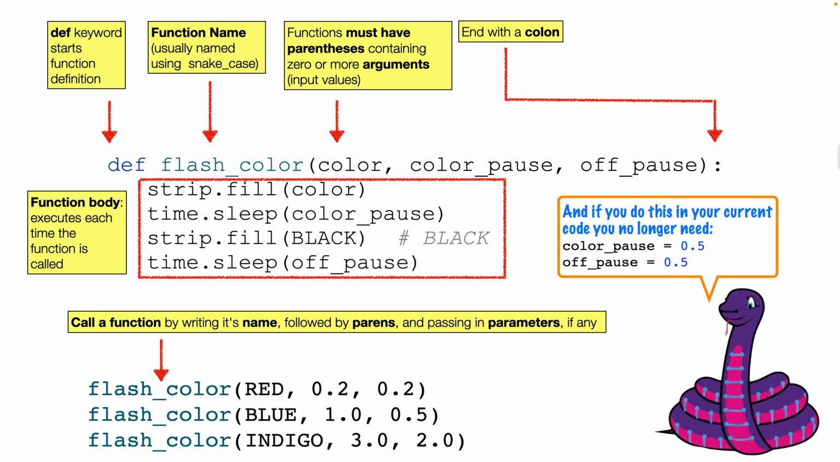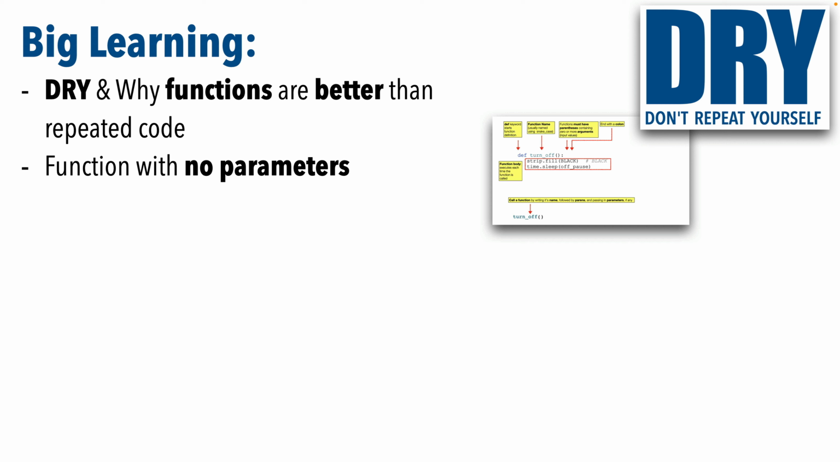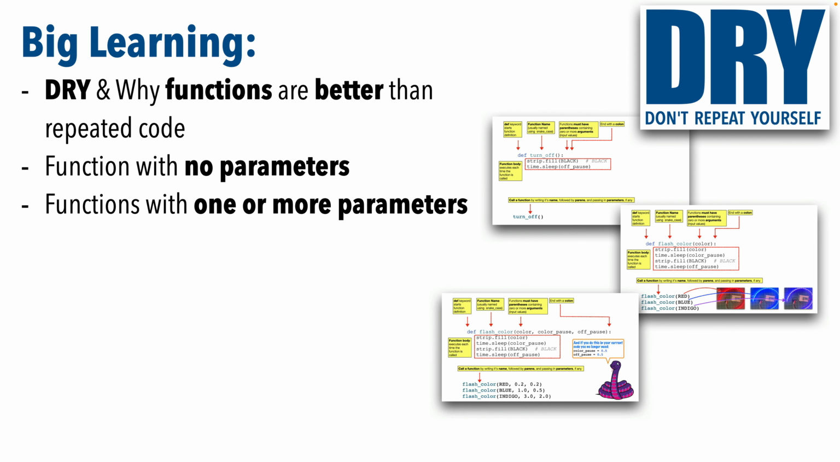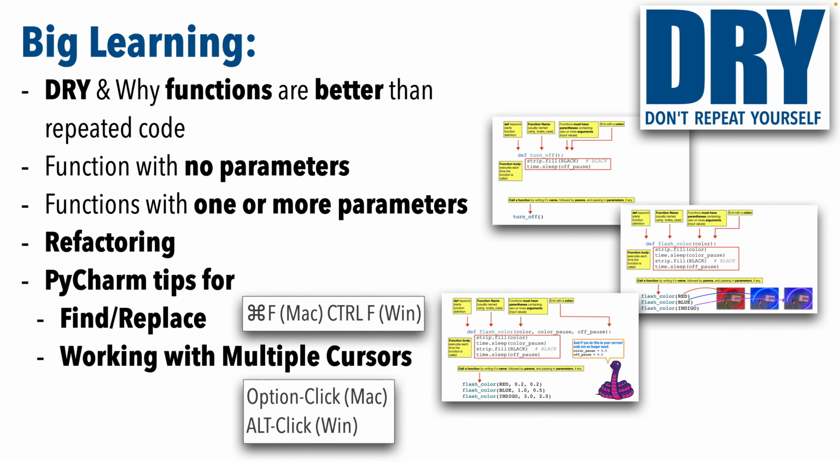We'll use multiple parameters as well in future lessons, but you should also bask in the glow of acquiring more big learning. We learned about the DRY principle, don't repeat yourself, and why functions are better than repeated code. We created a function with no parameters, a function with one parameter, and learned how to add more. We now know about the concept of refactoring, and we radically refactored our code, and there'll be even more refactoring that we can do when we cover loops and lists. So stay tuned, and we learned some super useful PyCharm tips for find and replace and working with multiple cursors.